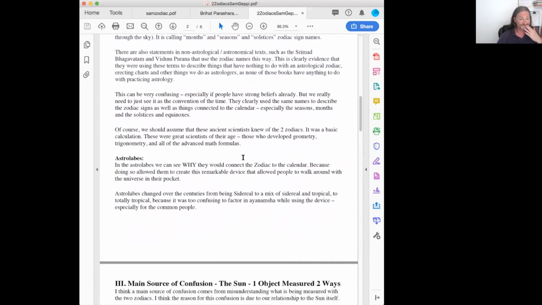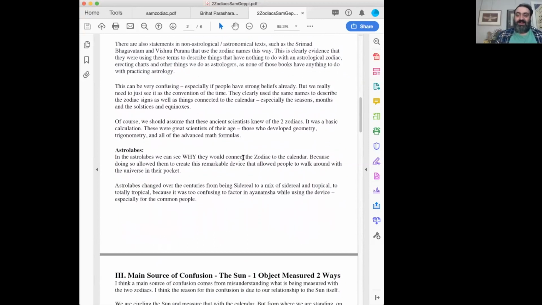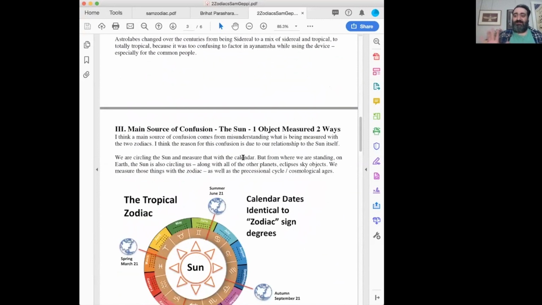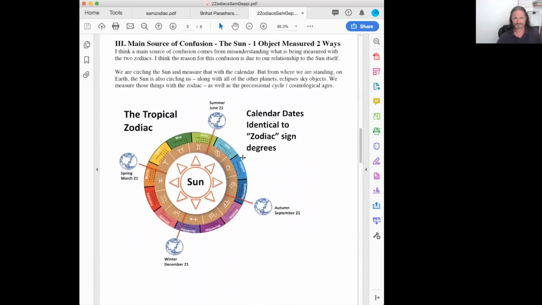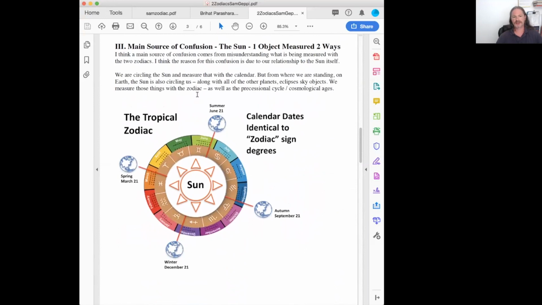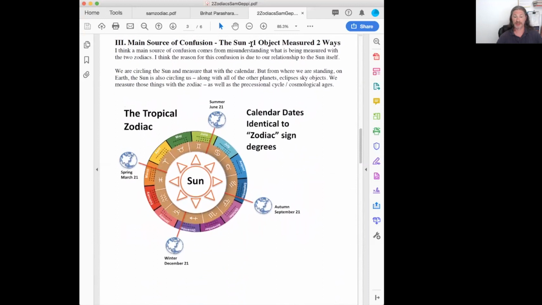So go ahead. And I just want to mention that Varahamihira has the book Pancha Siddhantika, which is 5 different Siddhantas. Right. And so he explains you have to understand all these 5 ways of understanding the sky. Otherwise, you are not an astrologer. Right. Yeah, exactly. And so, like we already said, the main source of confusion comes from misunderstanding the sun, I think, because again, it's one object, but it's measured 2 different ways.